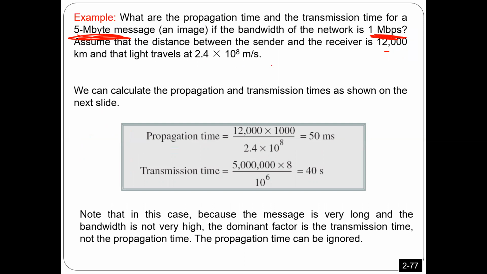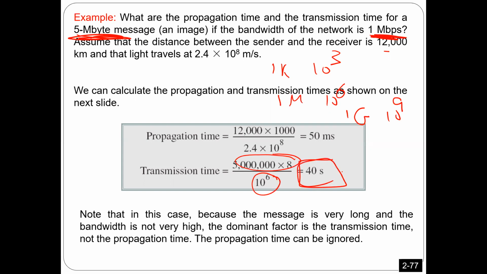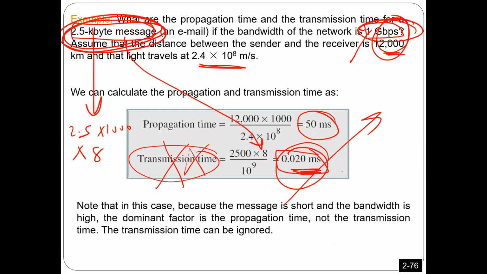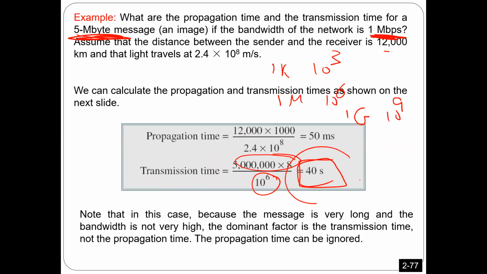As you know, we have 1 kilo, which is 10 to the power 3. We have 1 mega, 10 to the power 6. We have 1 giga, which is 10 to the power 9. Anyway, if I do the calculation, as you see here, this is the message and this is the bandwidth I have. This time, look how it jumped from almost 0 milliseconds to 40 seconds. You got what I'm saying? In this scenario, if I want to calculate the total delay, I can ignore the propagation time because it's much shorter than the transmission time.